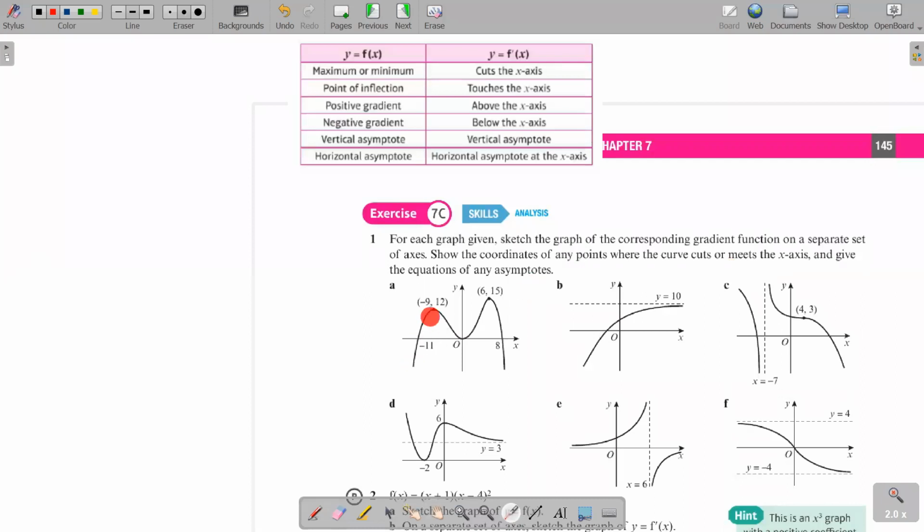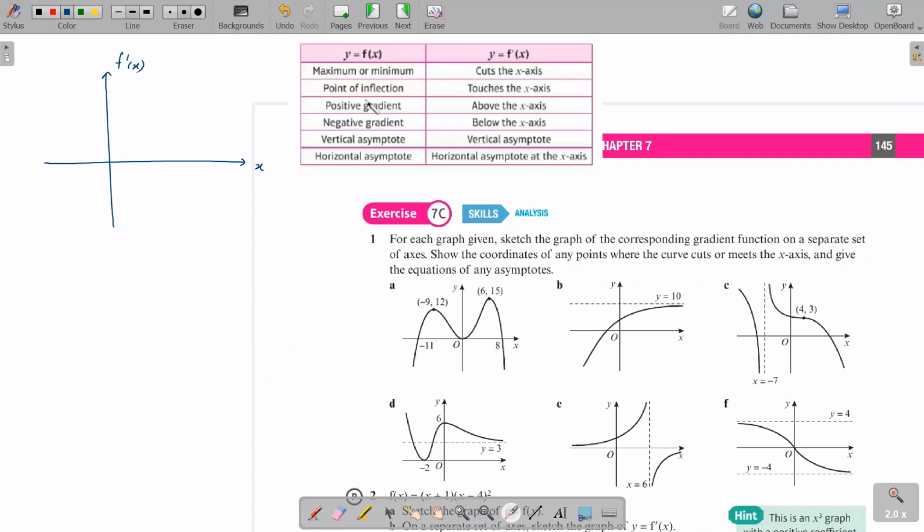Okay. Shall we start on this? First I have my original f(x) graph. The f(x) graph is given to you. What do we need to do? We have to convert our f(x) graph to the f'(x) graph. So basically I'm trying to draw the graph of f'(x) against x.